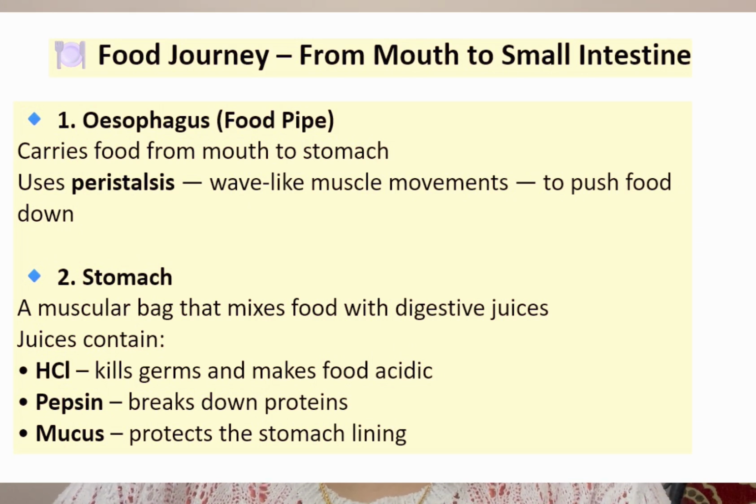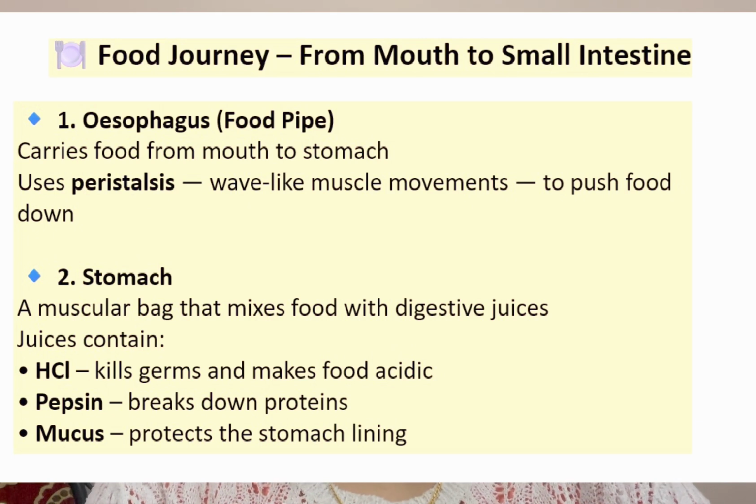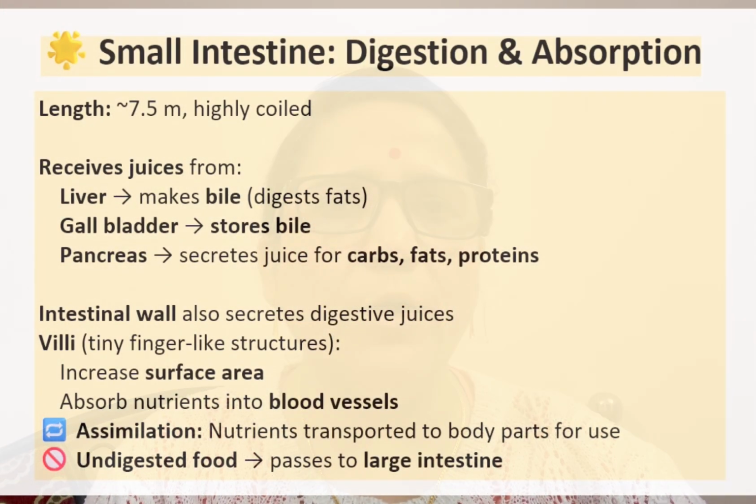Once the food reaches the stomach, it's mixed with digestive juices. These juices include hydrochloric acid, which kills germs and makes the food acidic; pepsin, which helps break down proteins; mucus, which protects the stomach lining from the harsh digestive environment.